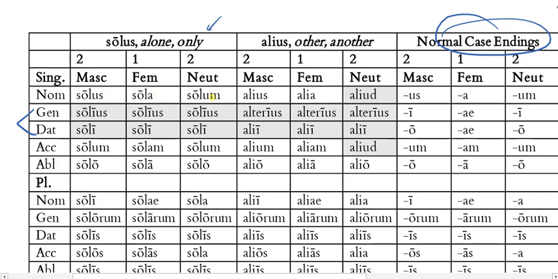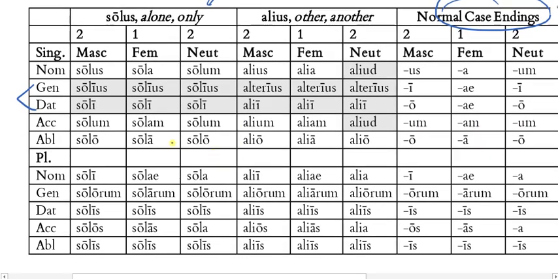Solus, sola, solum, us, a, um, all right? But for genitive singular, not e, ae, i, but the ius forms. But thankfully, they're all the same. Solius, solius, solius. Okay? And then for dative singular, soli, soli, soli, versus o, ae, o. So that's why these are shaded. Everything else is normal. Solum, solam, solum, solo, sola, solo, o, a, o. And then for the plurals, they are all regular.